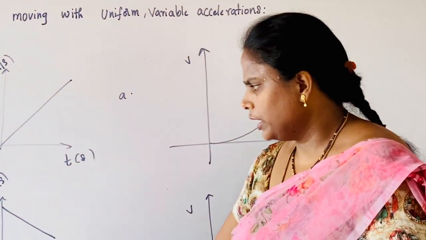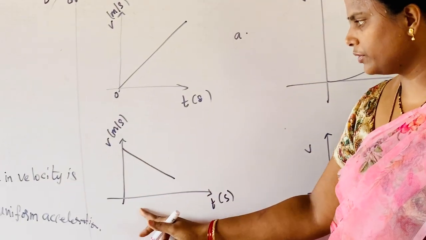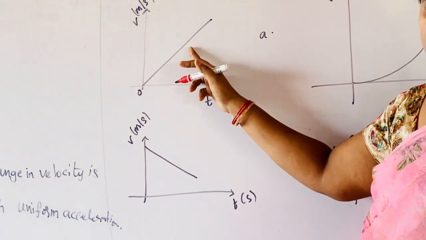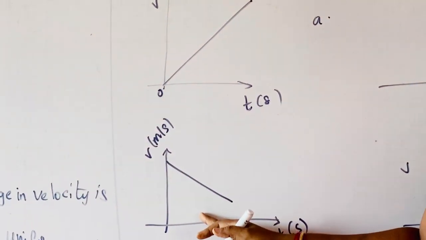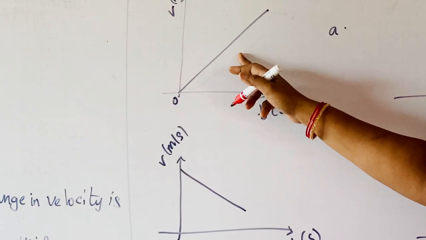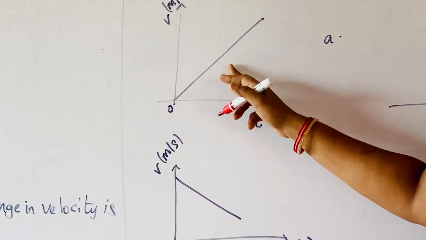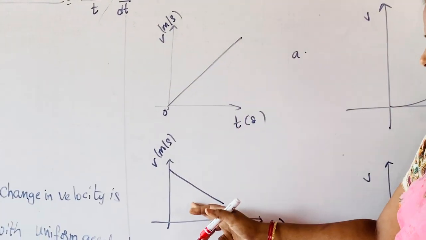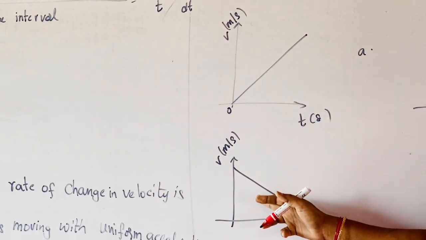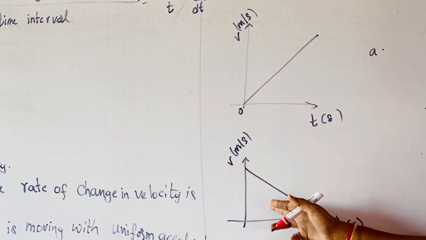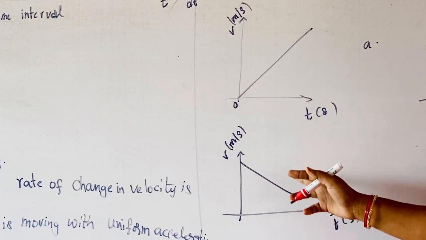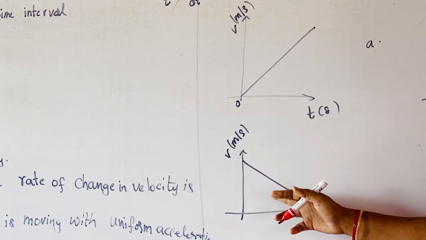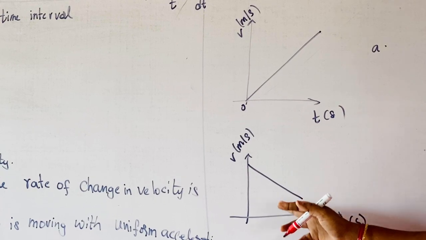Now in this graph the slope of the line is negative. Here the slope of the line is positive, whereas here the slope of the line is negative. So the object is moving with positive uniform acceleration. Now here the body is having negative slope. That means acceleration is negative. That means this body is decelerating at constant rate. So the acceleration is maintained constant, but it is retarded.